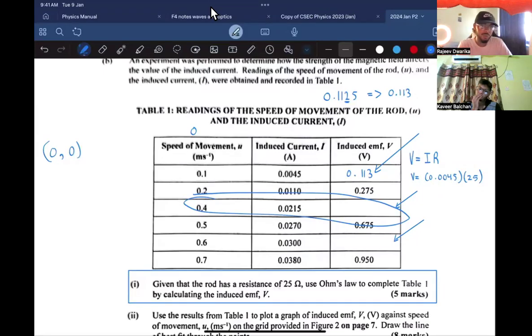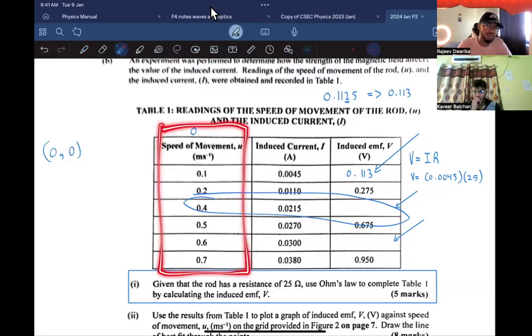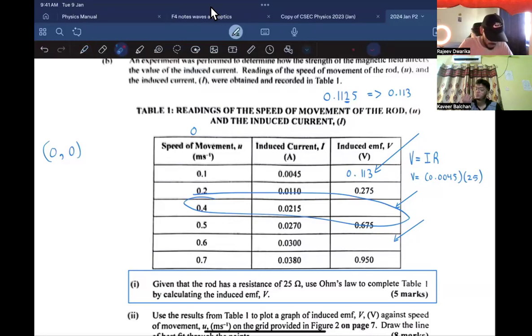Remind me, what is Ohm's law? What does Ohm's law state? V is equal to IR. Correct. So if we want to find voltage, it's the product of the current and the resistance. So this is not the current. This is the speed of the movement. What is the current for this?